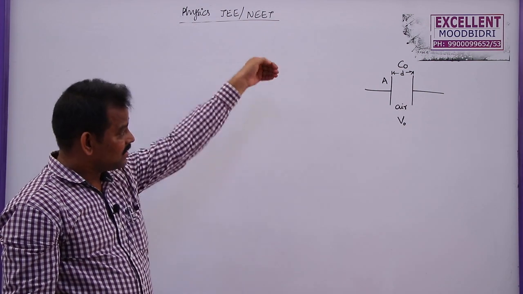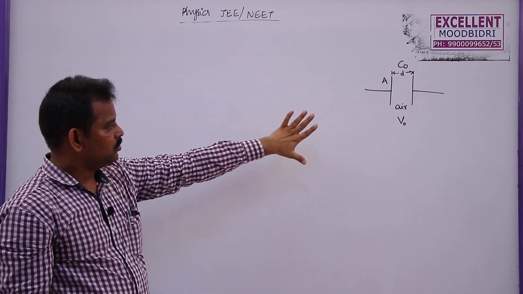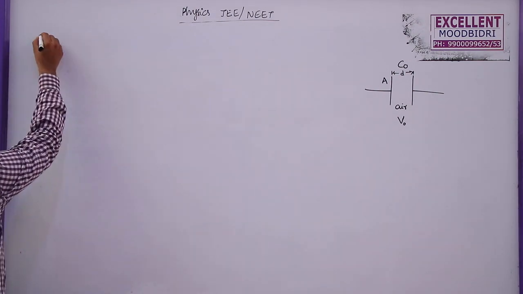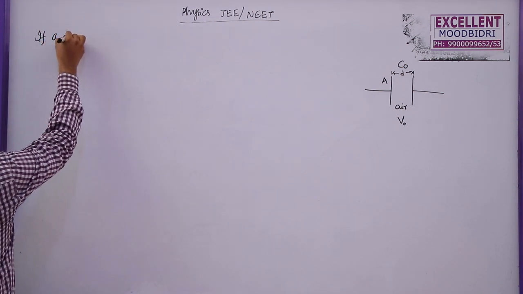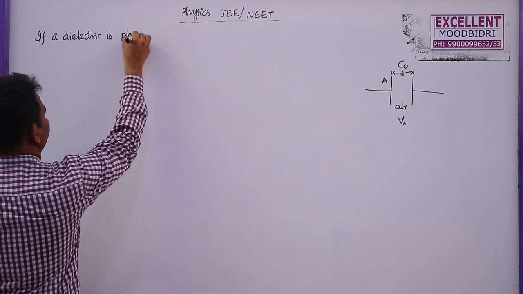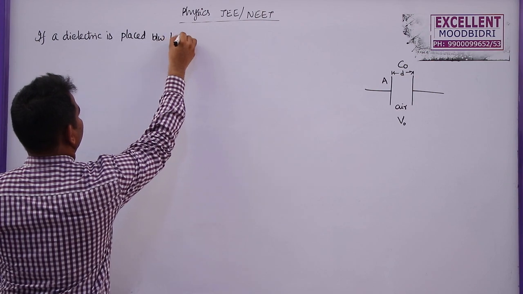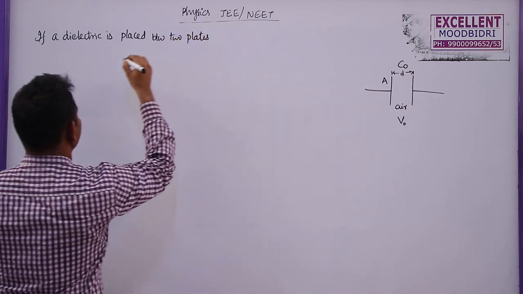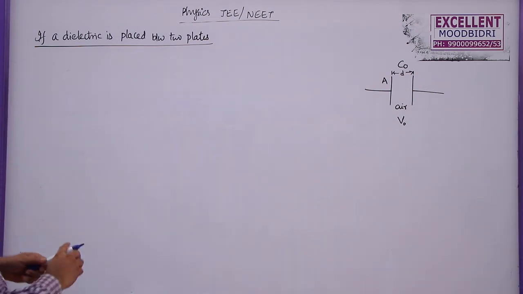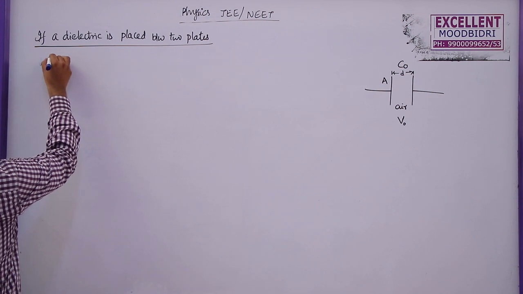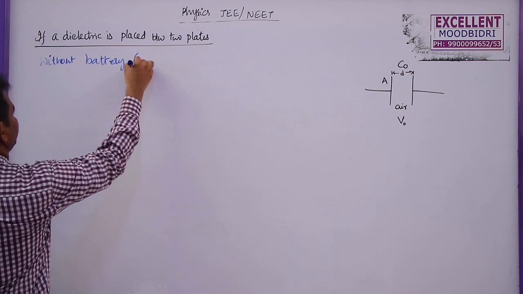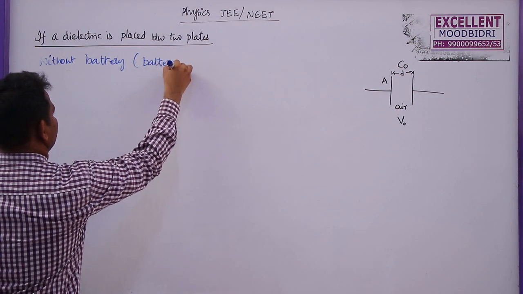Now if I want to insert a dielectric medium between the two plates without any battery, it is already charged with the help of a battery, and now the battery is disconnected. So if a dielectric is placed between the two plates, to insert a dielectric between the two plates, here I am writing without battery, already it is charged, meaning the battery is disconnected.